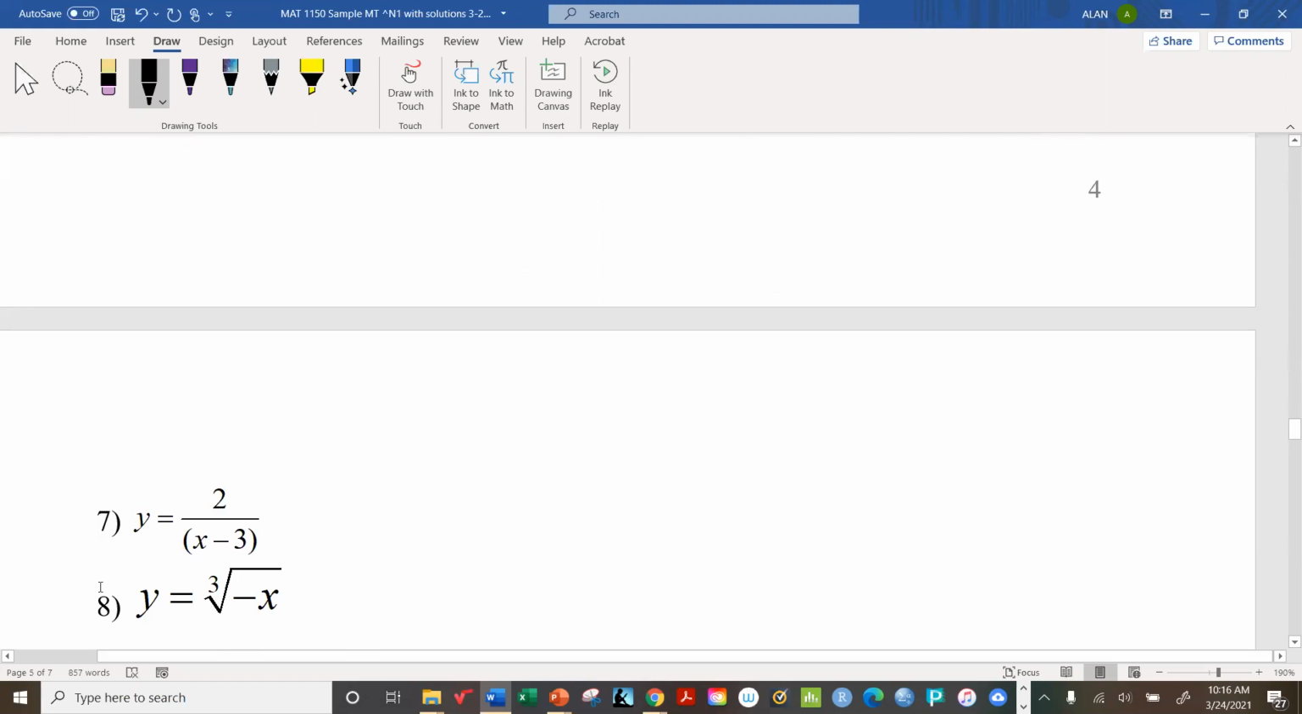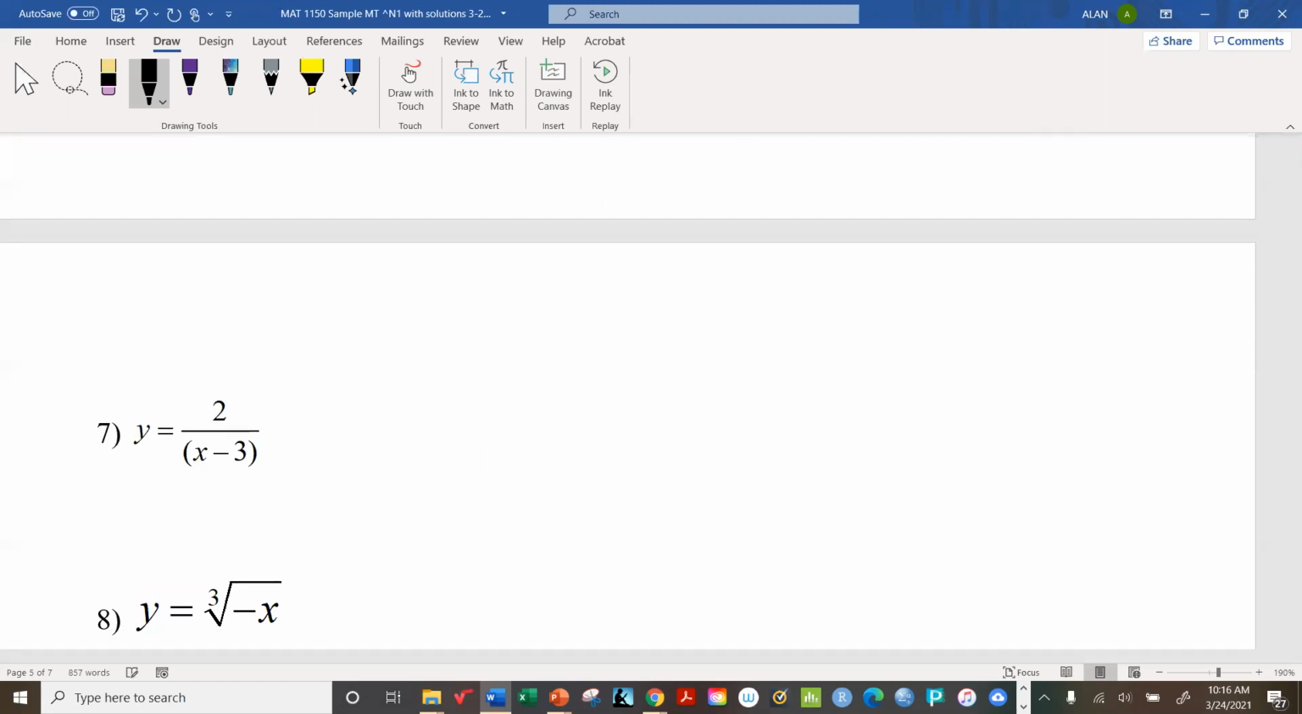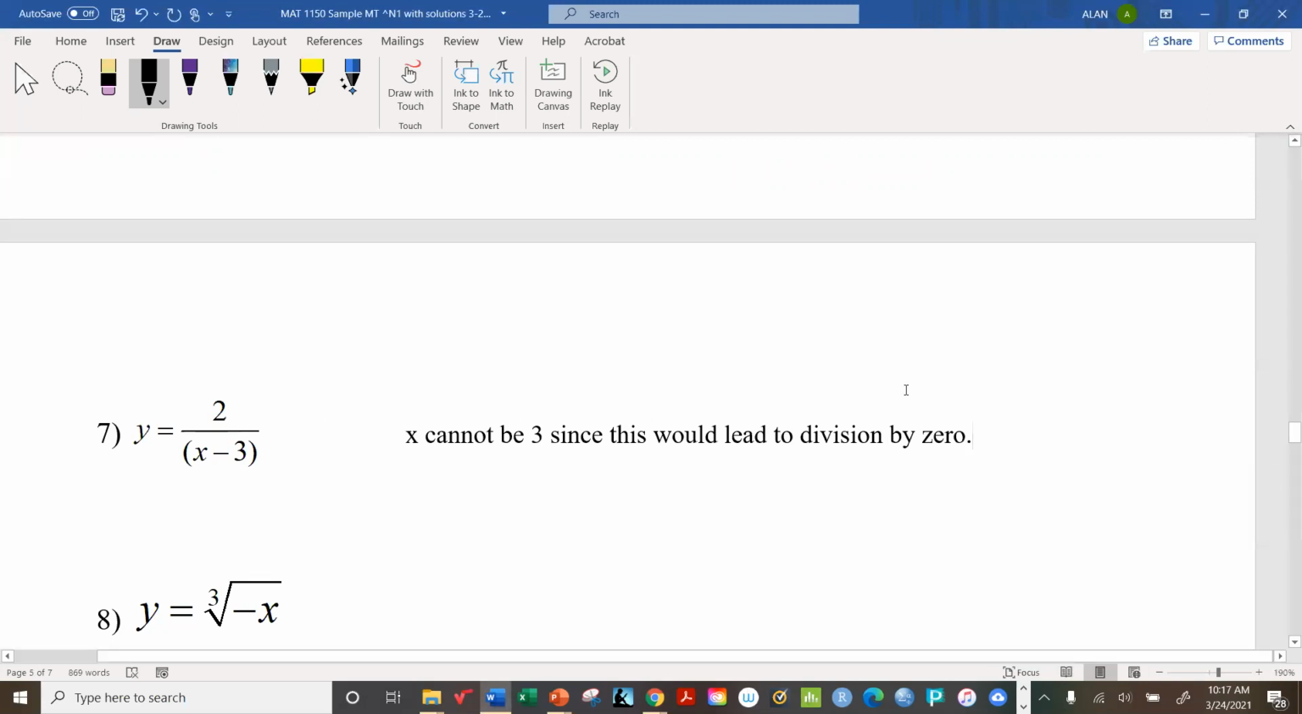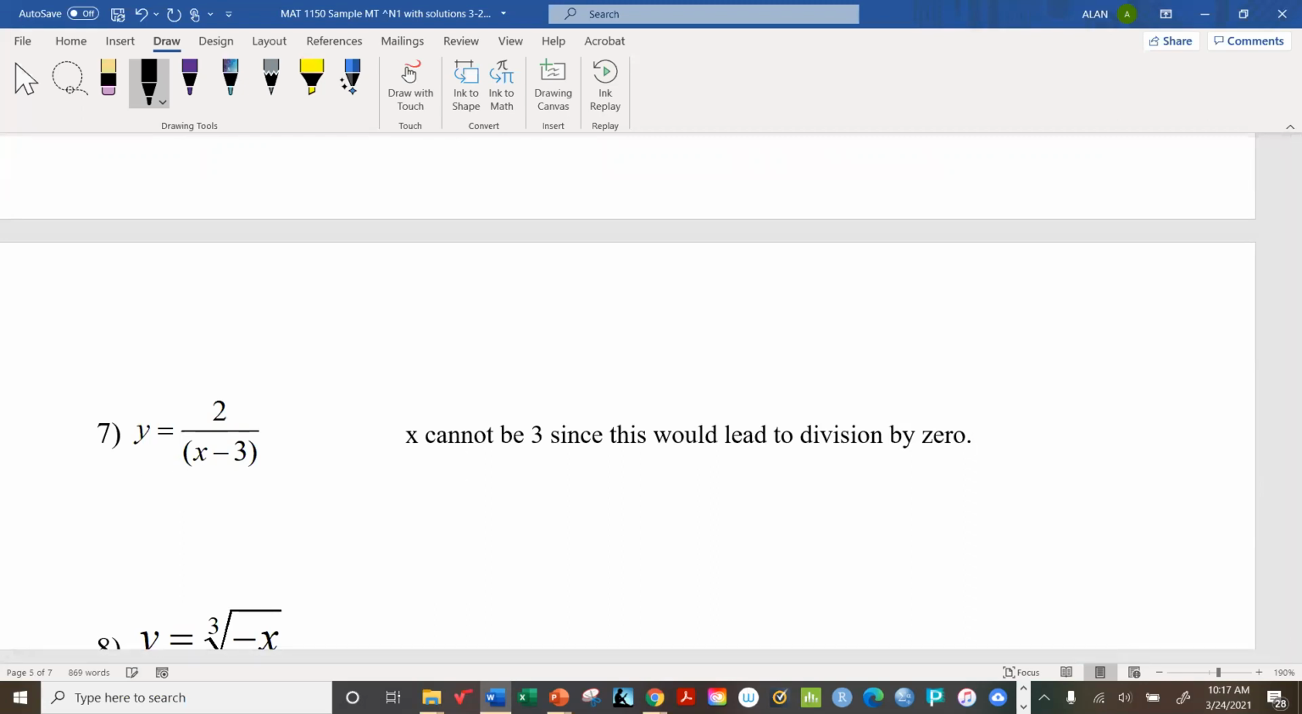Now let's look at this one. Now you can see here, where are we likely to run into trouble? Well, it's pretty clear that x cannot be 3, since this would lead to division by 0. Okay, is there anything else that's disallowed? Good question. Because there is a hole basically in the domain, most likely there's an asymptote involved in this function.